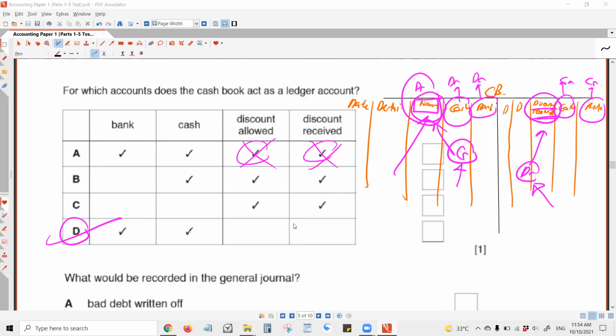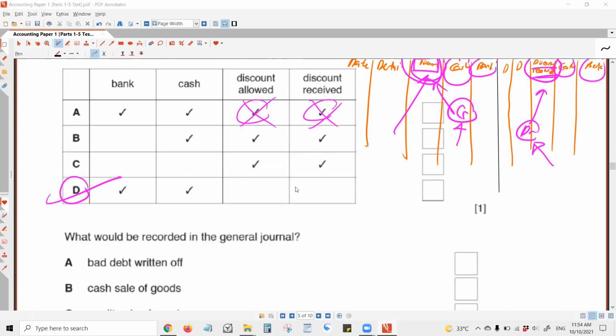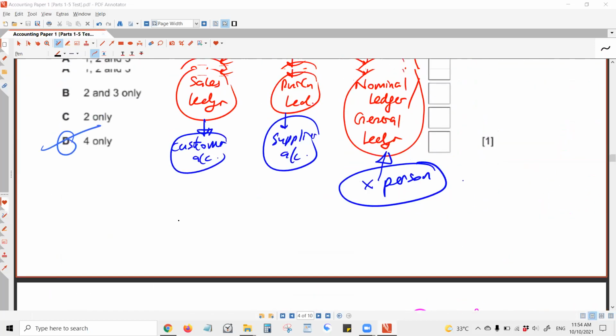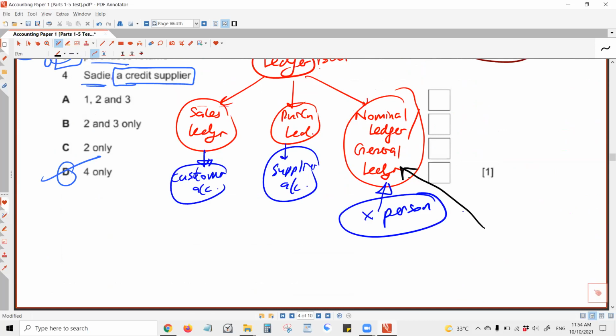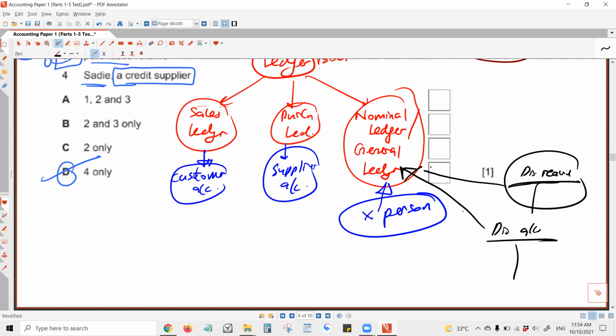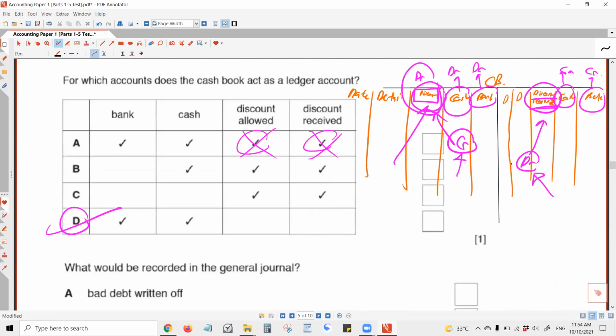So even if it's in general, also no ledger account. You are saying in the nominal ledger, right? Yes, in the nominal ledger, you have discount allowed account and discount received account, but not in the cash book. Yes, there is discount received account in the general ledger, and discount allowed account is also in the general ledger, but it's not in the cash book. Discount allowed and discount received accounts are not in the cash book. Okay, we see the next one, shall we?